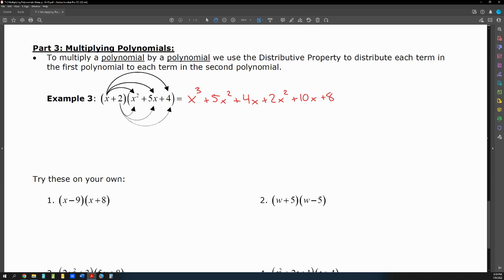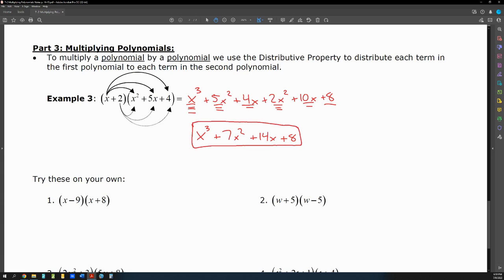We're going to write this in standard form, so I'm going to go in decreasing power order. We'll start with x cubed. There's nothing to combine with it there. So that's just x cubed. X squared, we've got a 5x squared and a 2x squared. Adding those together, oops, I wrote G. We get 7x squared. Now our x terms, we have 4x and 10x gives us 14x. And finally, our constant term plus 8, nothing to combine with it there. That's our answer.